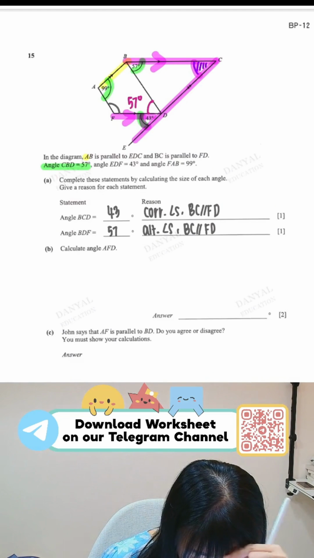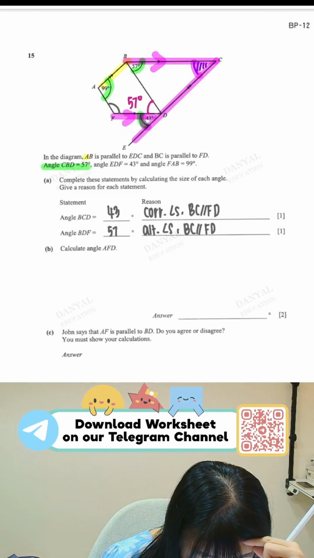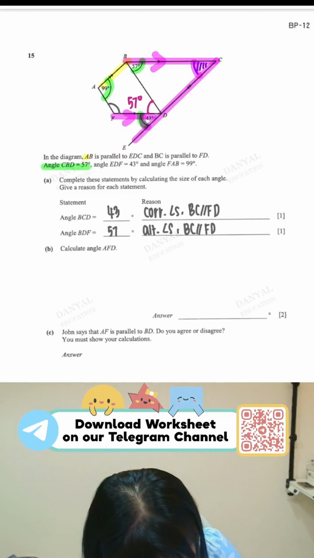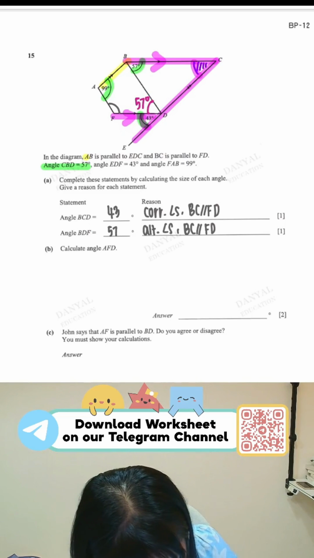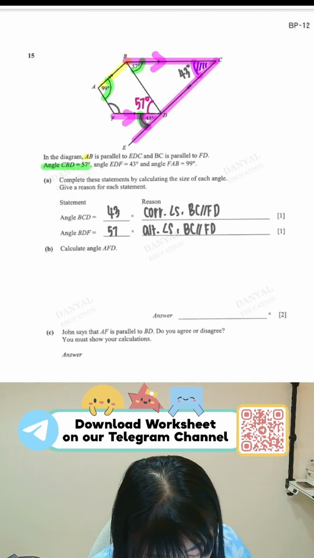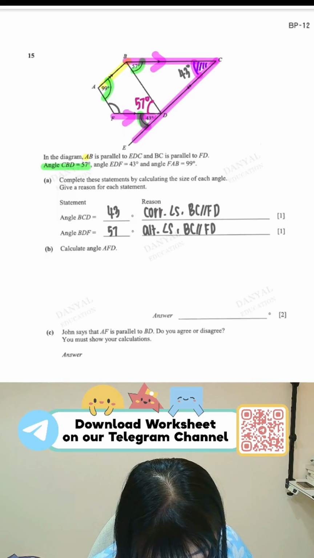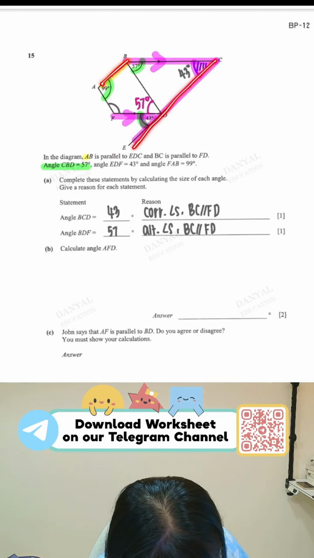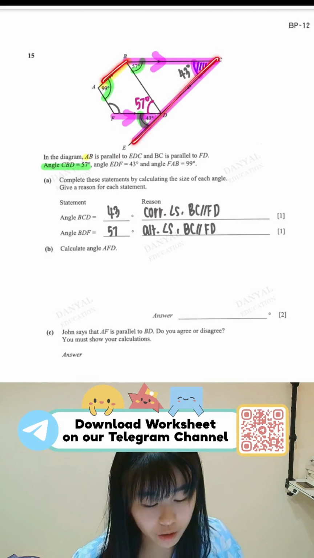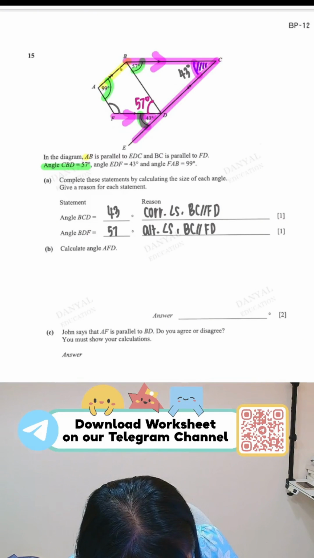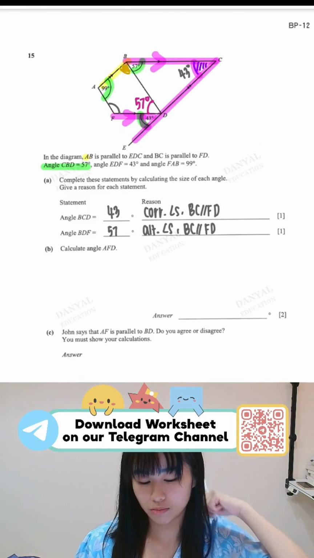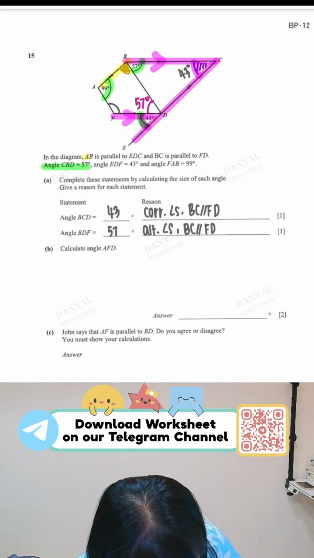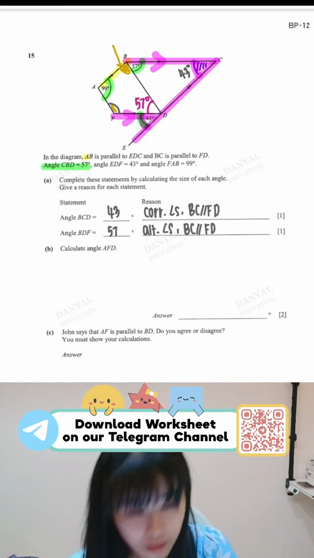Okay, so let's see. What can we do? I know that this is 57 already, and I know this is 43 as well. And what other thing can I find out? They say got parallel. This one I used already. There's another parallel here. So we haven't. Is it even possible to find this at all? And then later we find this. Is it possible to find this?